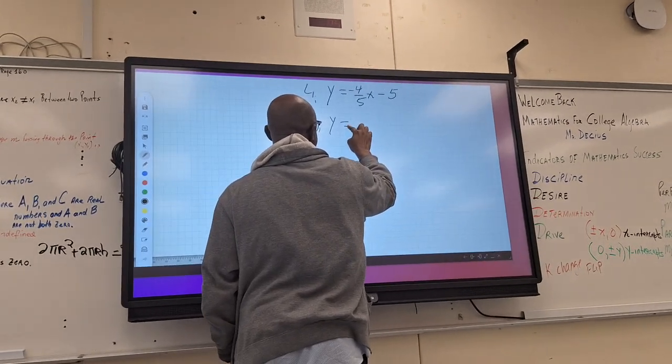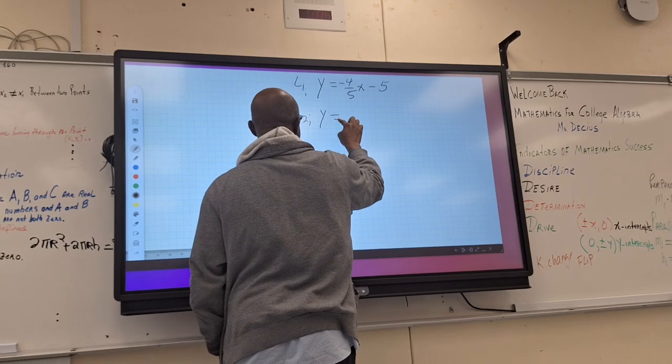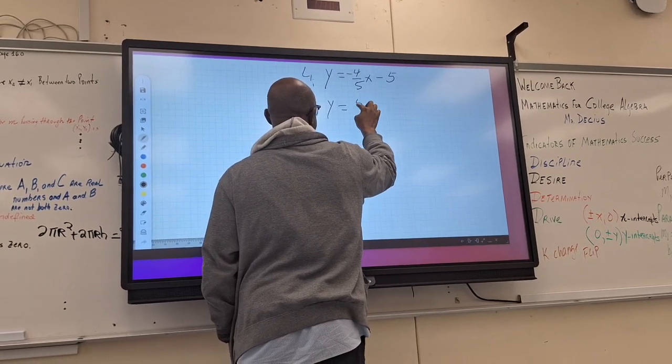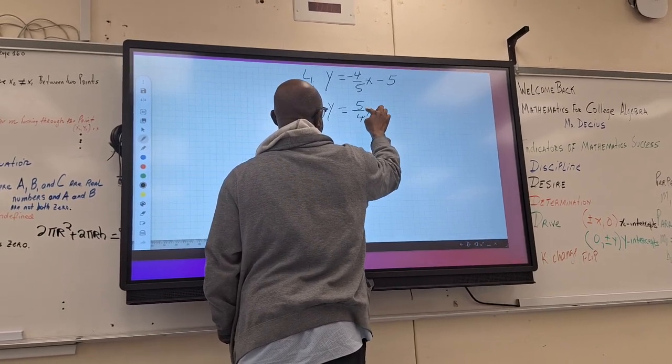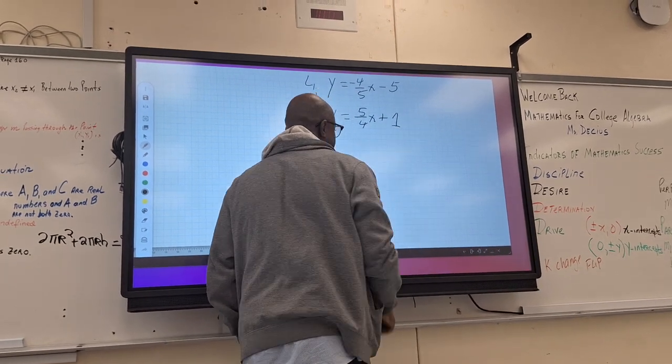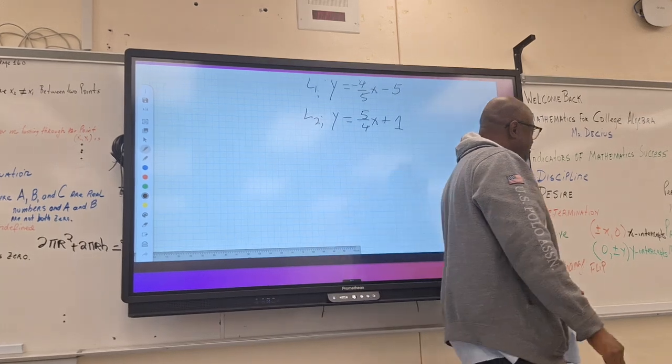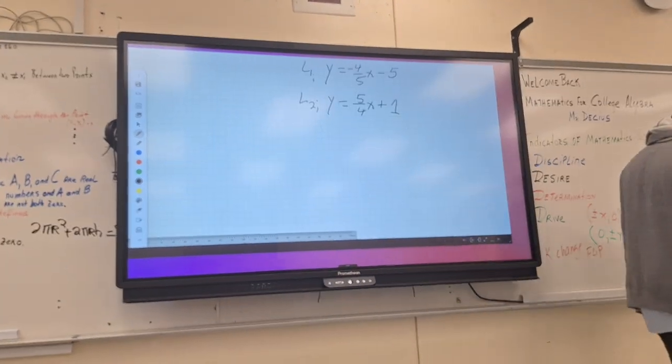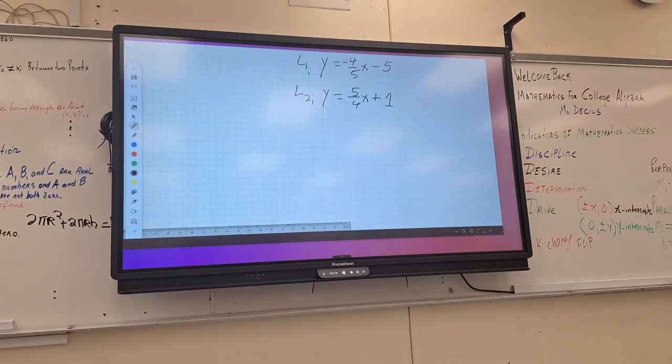5 over 4 x plus 1. Alright, is this parallel or perpendicular? We have to determine if they are parallel or perpendicular.